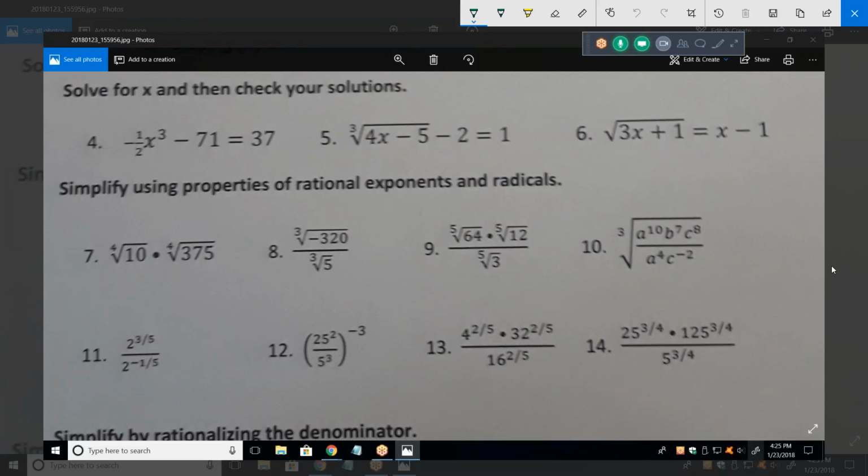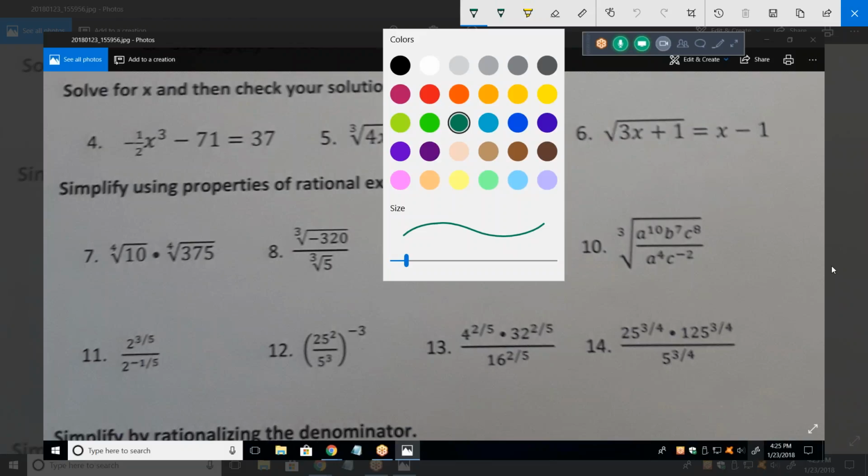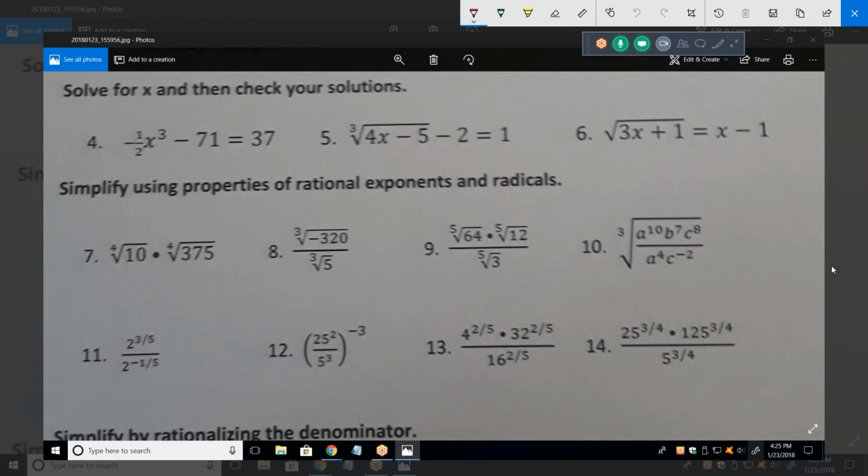Guess that's a negative sign in front of there, huh? Work me through number 4 step by step. You don't need to tell me what you're going to do. Just tell me what the next line is. So -1/2 x to the third equals 108.